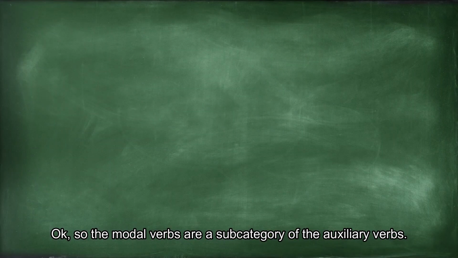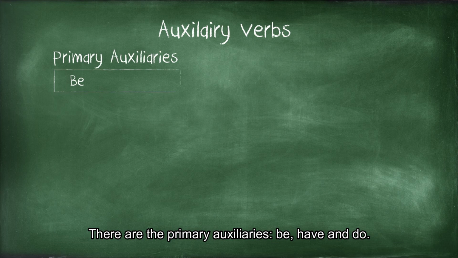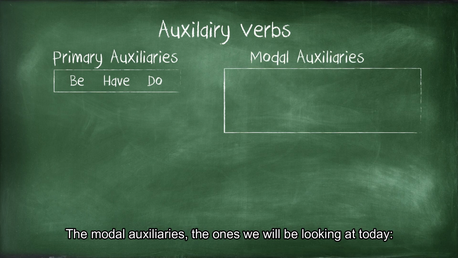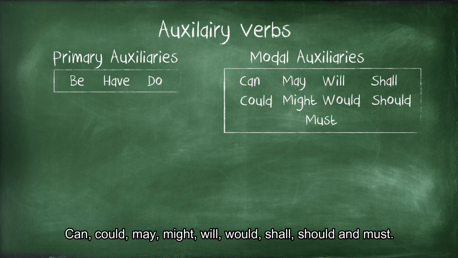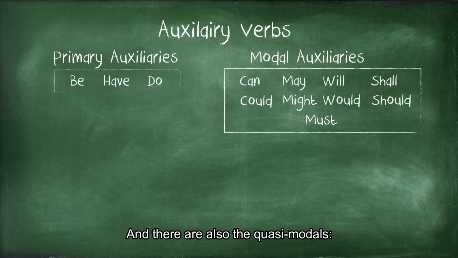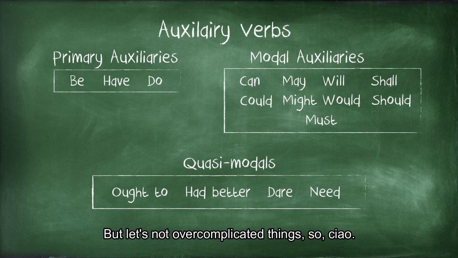Okay, so the modal verbs are a subcategory of the auxiliary verbs. There are the primary auxiliaries, be, have, and do. The modal auxiliaries, the ones that we will be looking at today, can, could, may, might, will, would, shall, should, and must. And there are also the quasi-modals, ought to, had better, dare, and need. But let's not overcomplicate things, so ciao.